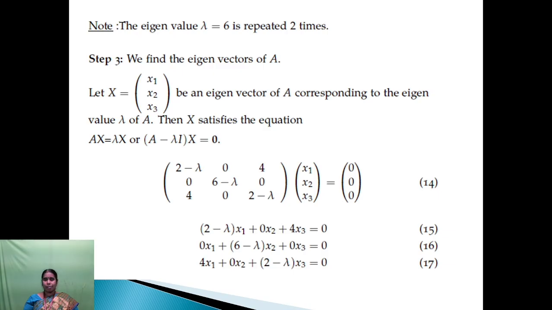Thus, the given matrix minus lambda, into x1, x2, x3, is this. Name it as equation number 14. On solving this equation, we have 15, 16 and 17. This is the general equation to find the eigenvector.